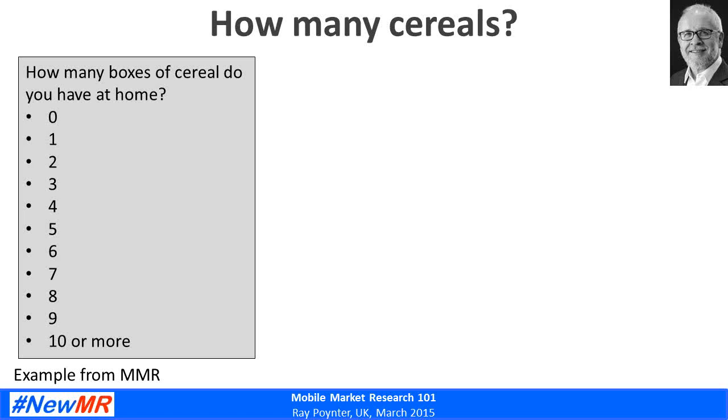Here's a great example of more accurate information. It comes from NewMR. It's one of the cases that we quote in the Handbook of Mobile Market Research. They were doing a study, a typical sort of question: how many boxes of cereals do you have at home? And the data just looked wrong. They had other data to compare it with. They had some house audit data, and the numbers coming back were just too small.